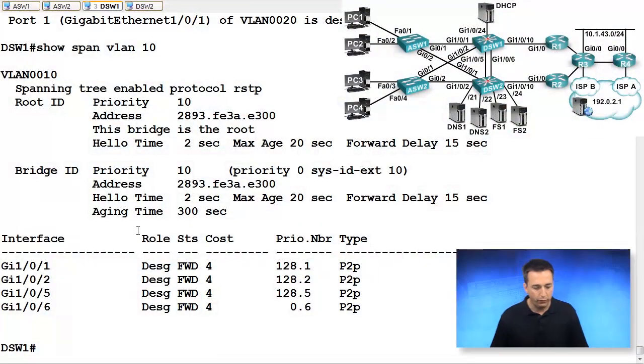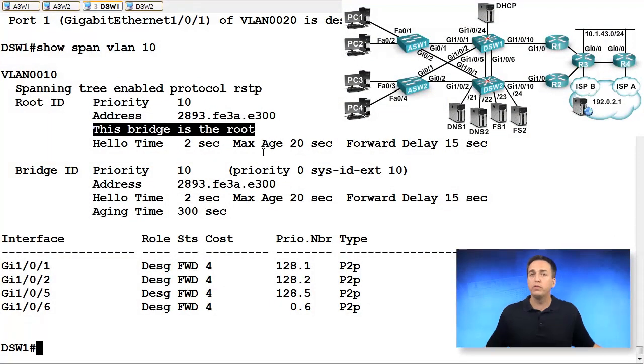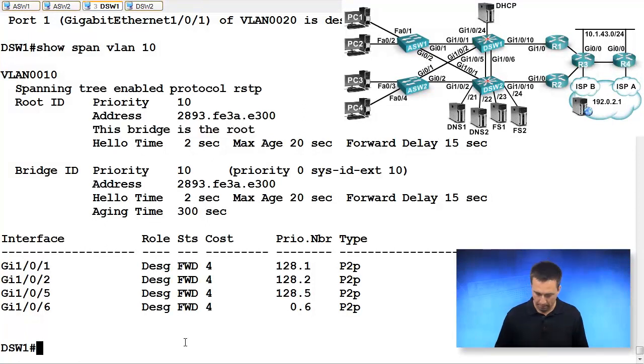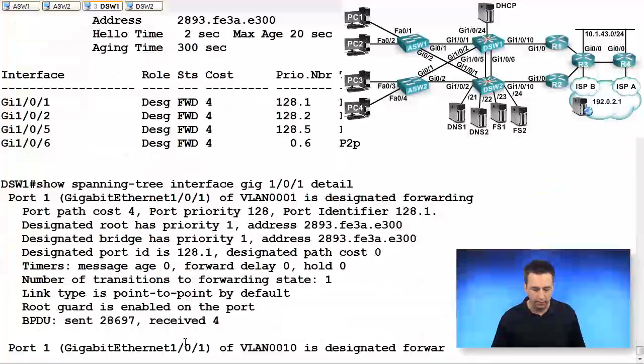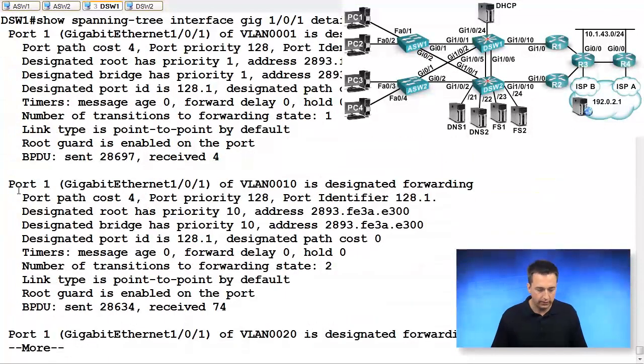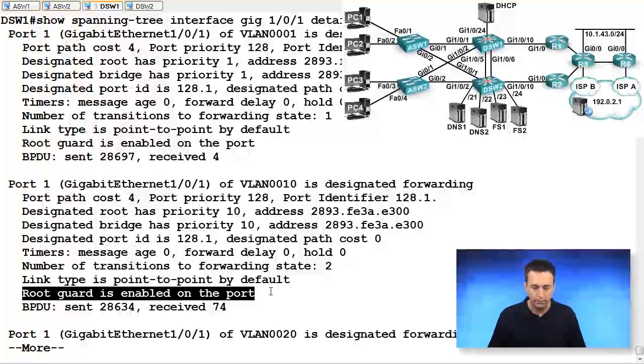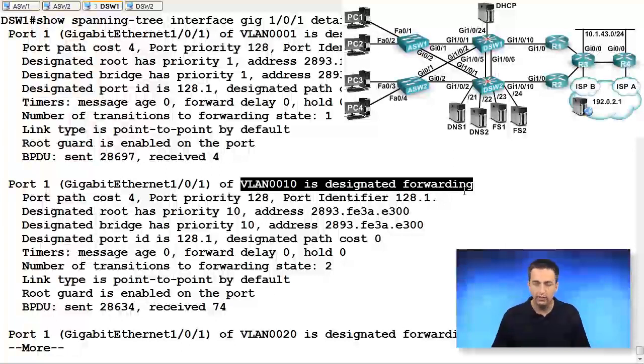Right now, if we examine DSW1, it is the root bridge for VLAN 10. We have root guard enabled on our interfaces of gigabit 101 and 102. If we look here, you can see root guard is enabled on 101 for VLAN 10. And when you enable root guard, it enables it for all VLANs on the interface.